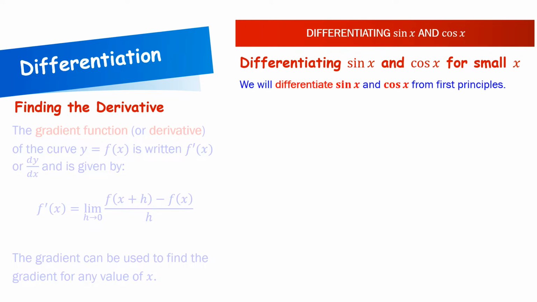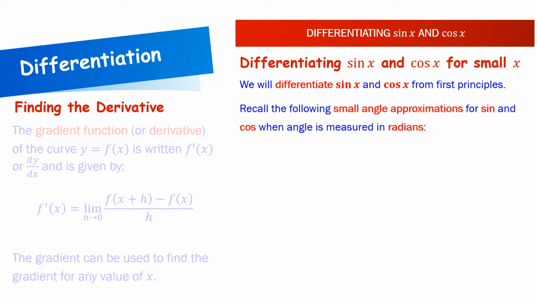We begin by differentiating sinx and cosx from first principles. Let's recall the small angle approximations for sine and cos when angles are measured in radians. Here's a graph of y equals sin x and the line y equals x superimposed upon it. As you can see, close to 0, sin x is approximately equal to x.